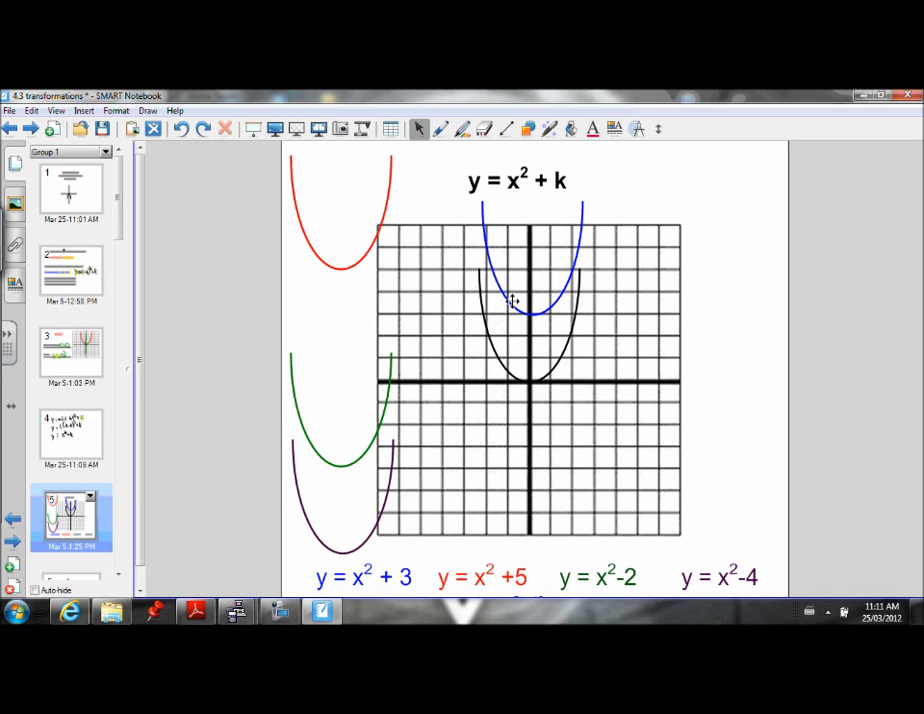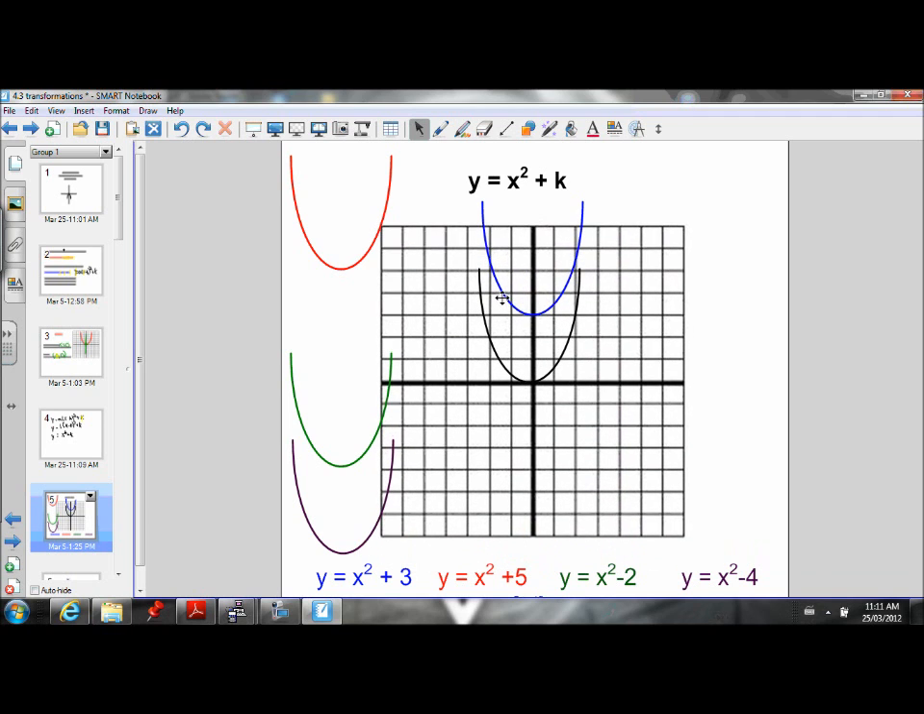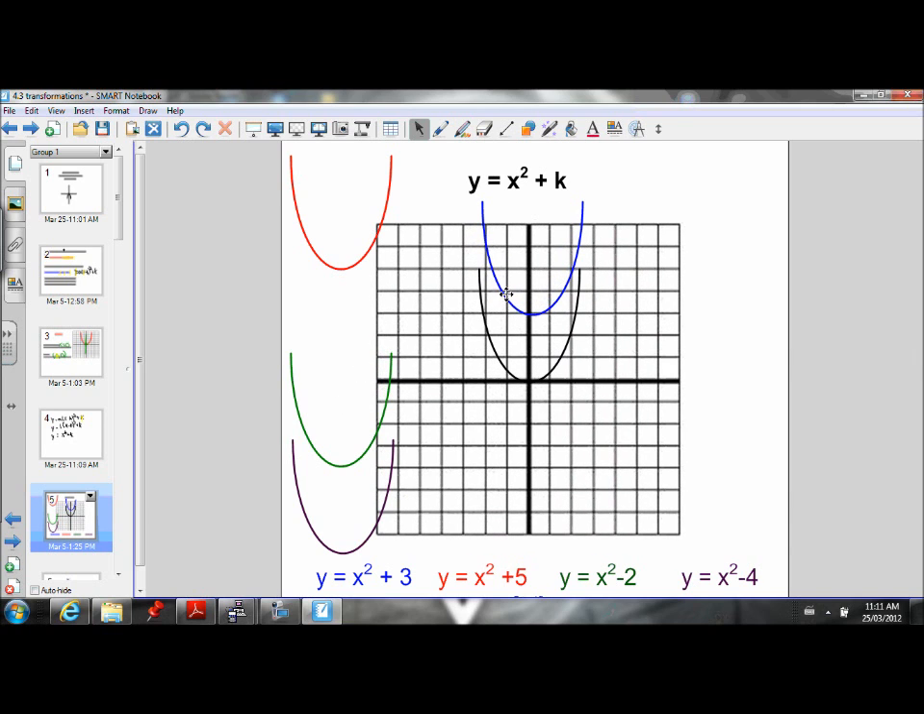Let's try and make this a little more exciting with how these parabolas move. Let's put some sound effects in here. Oh, I moved my grid by accident. Okay, so we have y equals x squared, and then if we have y equals x squared plus 3, it's going to move up 1, 2, 3 units on the y-axis.